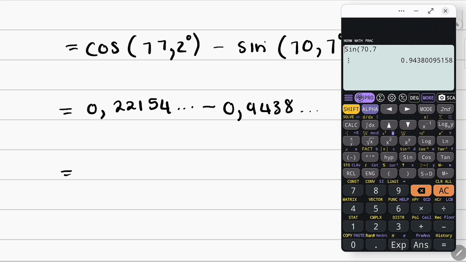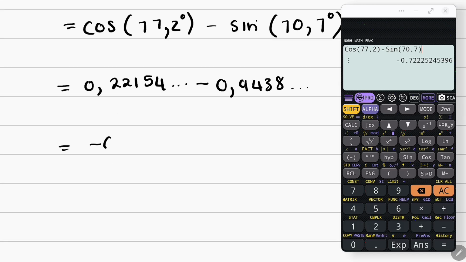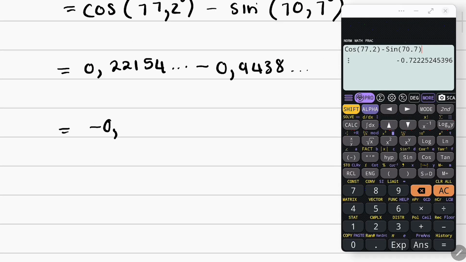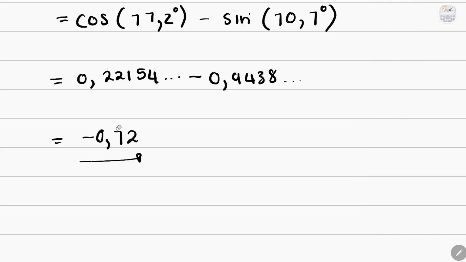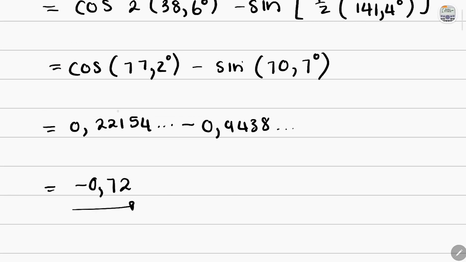On your calculator, just make sure you go ahead and punch in cos 77.2 and then say minus sine 70.7, and then this is what we have. This is equal to negative 0.72. I'll just round off to 2 decimal places because they didn't really say anything about that here. And that is our answer. Note this is not degrees. Once you put the angle in, this is the value of the cos function at this angle.